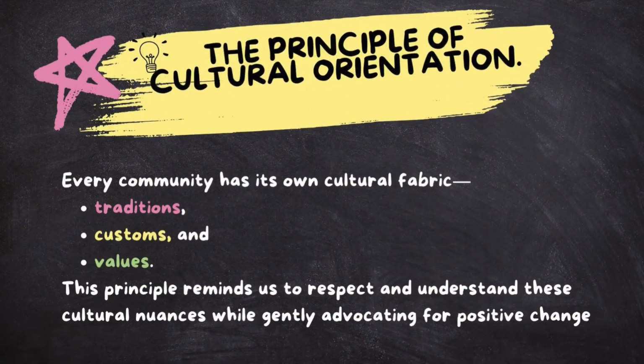Finally, think global. We have the principle of cultural orientation. Every community has its own cultural fabric, traditions, customs, and values. This principle reminds us to respect and understand these cultural nuances while gently advocating for positive change. For example, in a community where early marriage is a tradition, respectful awareness programs can promote education and delayed marriage. The key? Balance cultural sensitivity with the courage to challenge harmful practices.